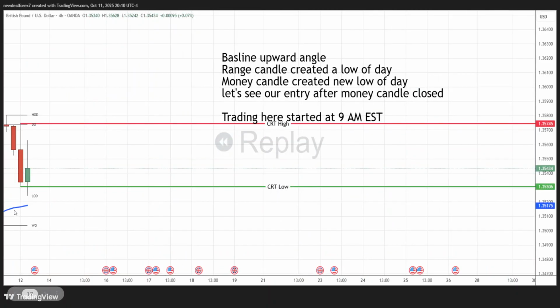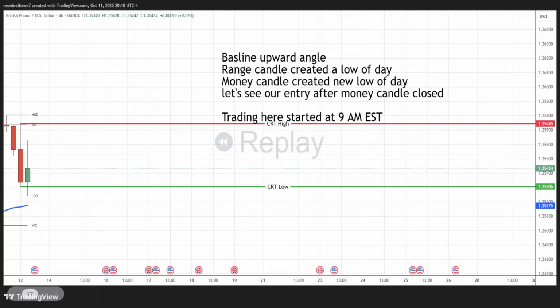So 50 EMA, I'm always looking at the 50 EMA first. Is it at an angle? Yes. Okay. Is price above it? Yes. All right. So now I'm looking for my low of the day range candle here. And then my new low of the day here. The money candle creates the real low of the day right here.